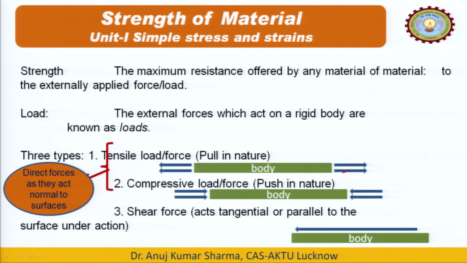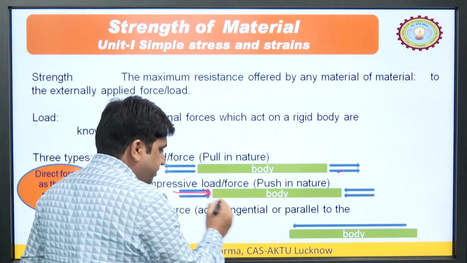This is the second case where the compressive forces are being applied, where their main intention is to reduce the size of the object. So, these are direct forces. Why direct forces? Because here we can see these are acting perpendicular to the cross sectional area, and in the second case they are acting in this direction. So, they are compressing the object.